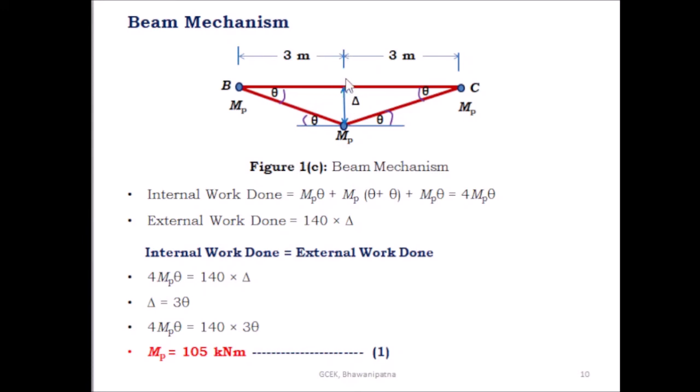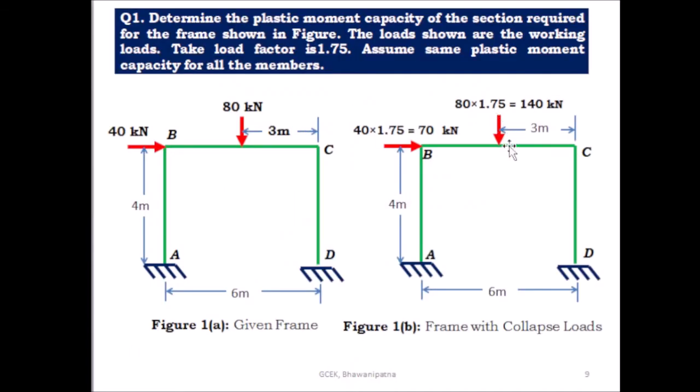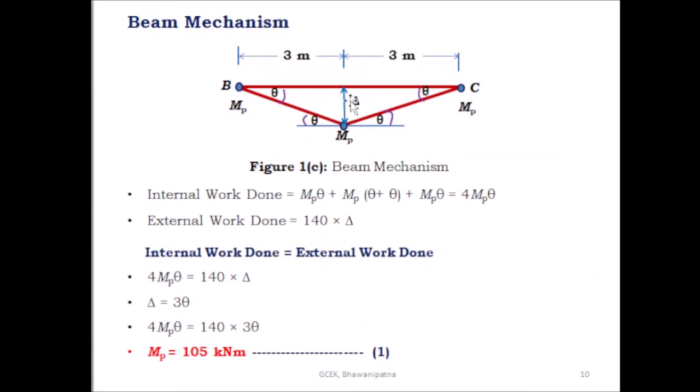Due to the load, here 140 kilonewton, the external work done you can find by multiplying the collapse load with the virtual displacement. So the external work done is equal to 140 into delta. Then equate the internal work done with the external work done. So here the internal work done is 4 MP theta, and the external work done is 140 into delta. 4 MP theta is equal to 140 into delta, but here you need the relation between theta and delta.